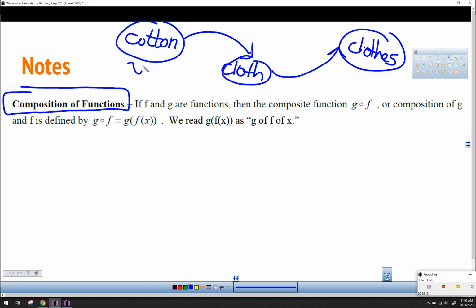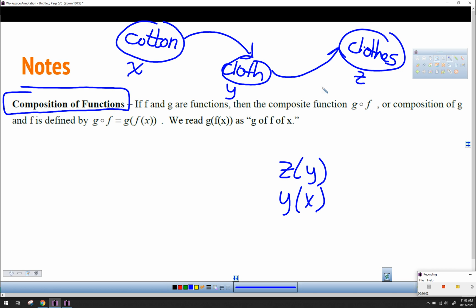So let's say that you had X, Y, and Z. So you could argue that clothes is a function of cloth. So Z of Y is what I want to write. In other words, you input cloth, you output clothes. Okay? But then you could argue that cloth is a function of cotton. So cloth is a function of cotton.